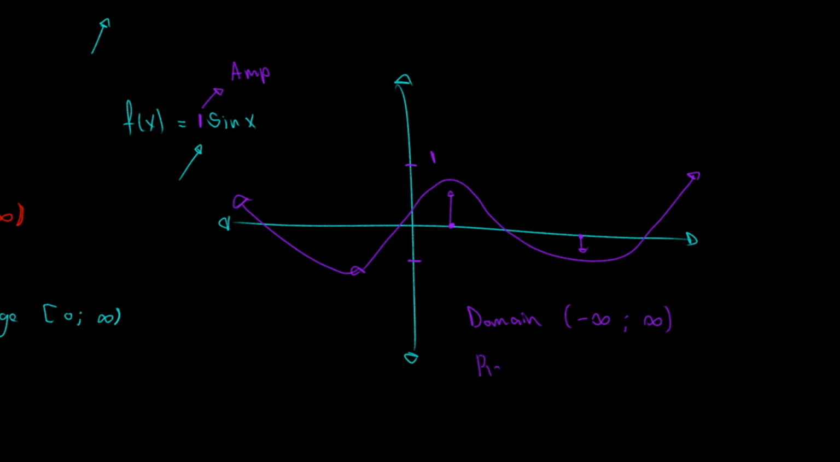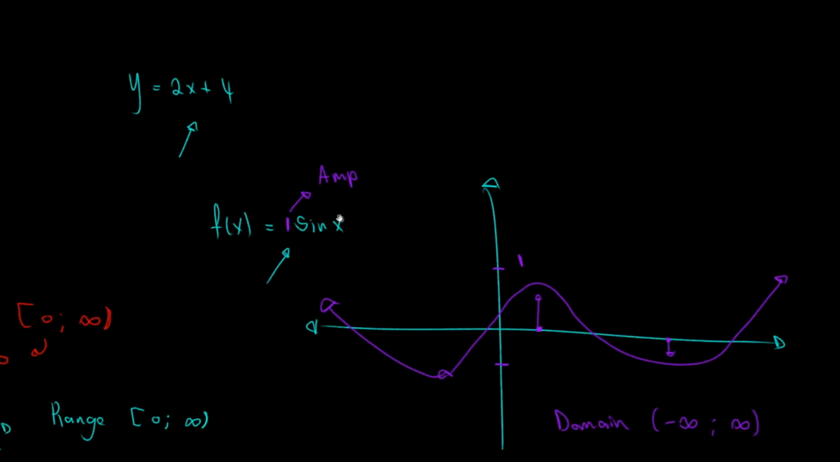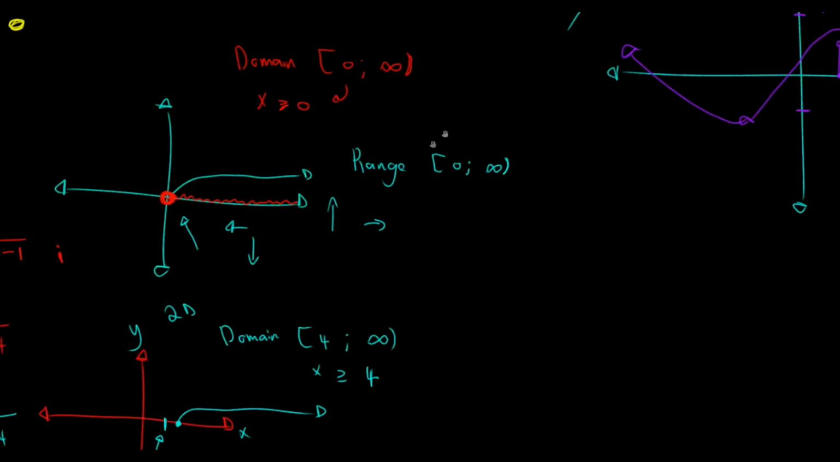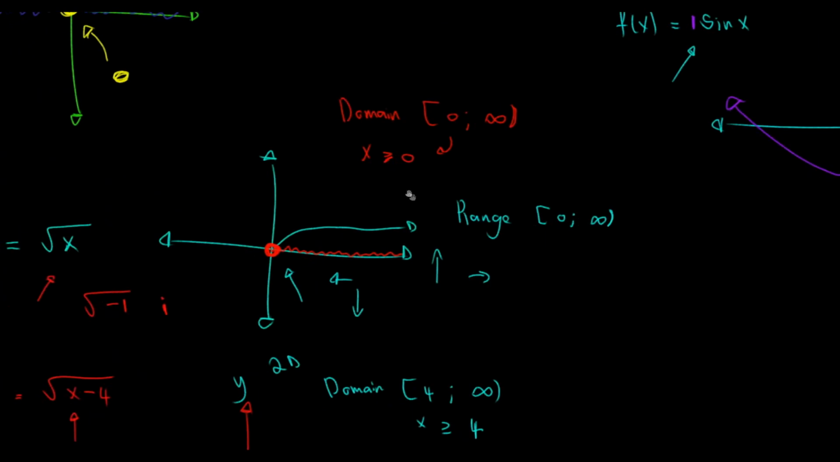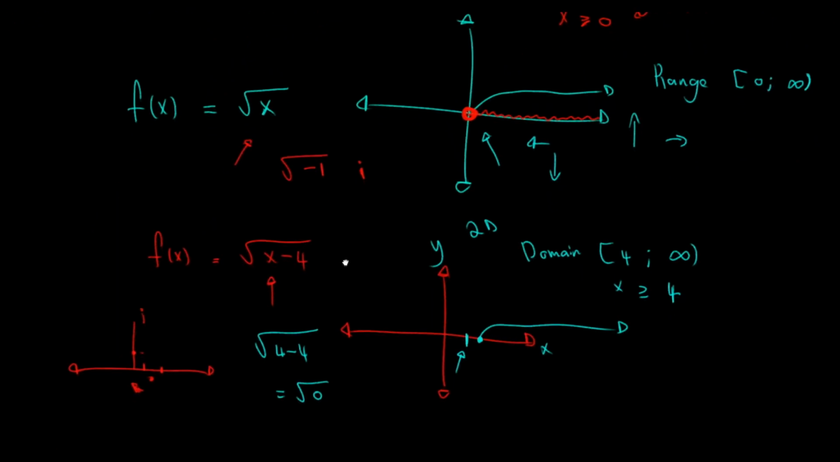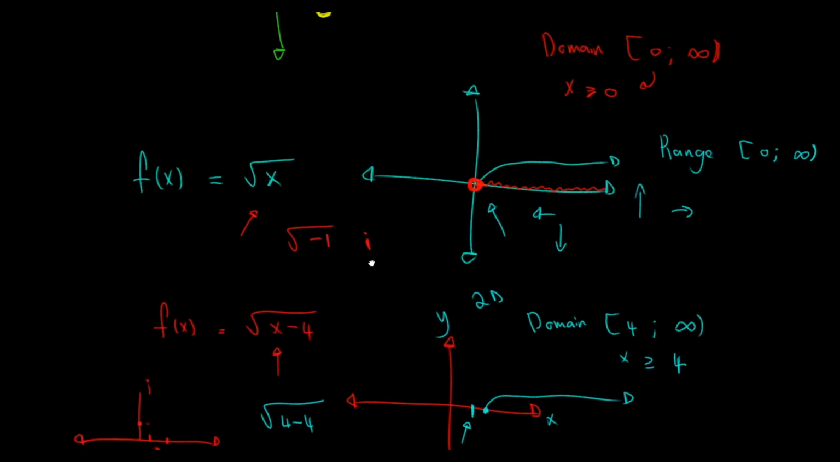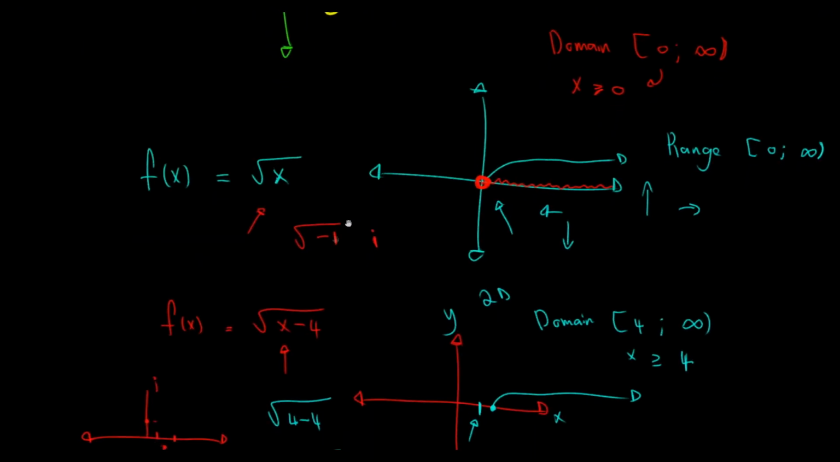My range, however, is between -1 and 1. So this is how we can conclude certain ranges and certain domains. Otherwise, we can just mathematically calculate them, of course. For instance, in this case, where we have square root functions, we can obviously just assume that x cannot be negative, or we can't have a negative inside the square root.